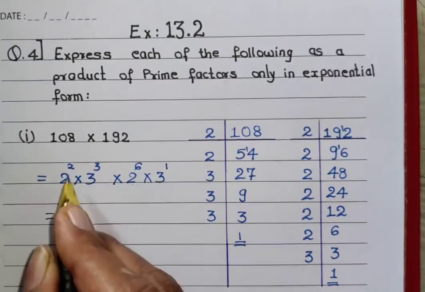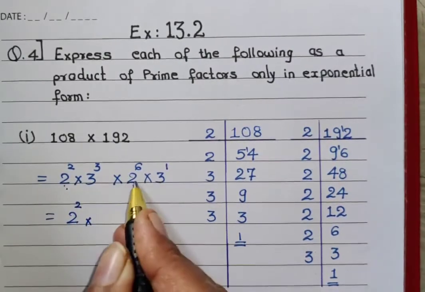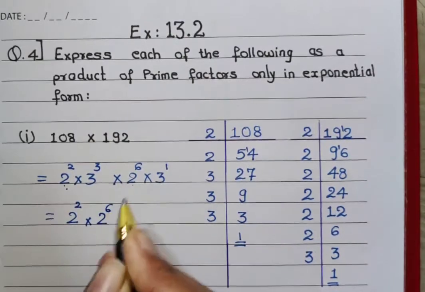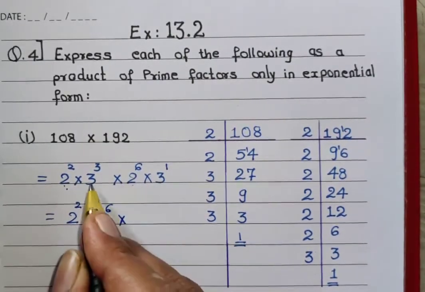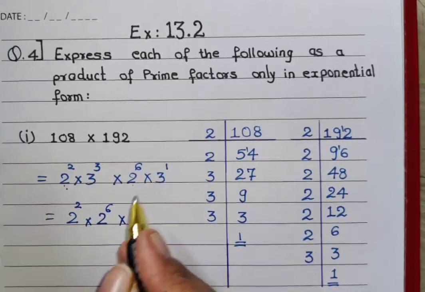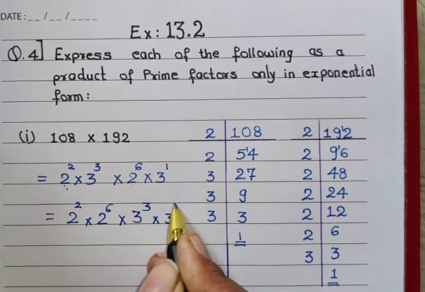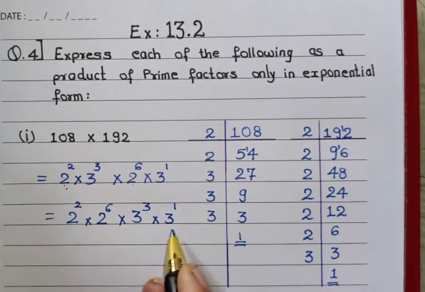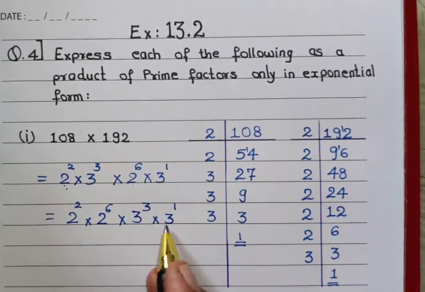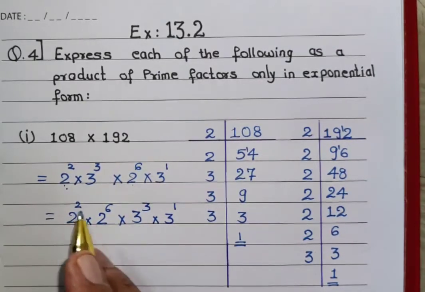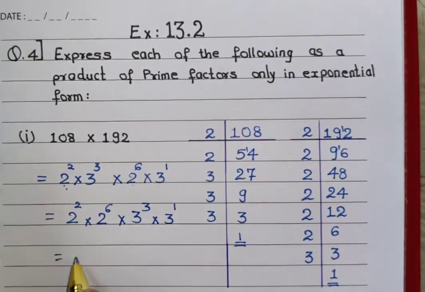That is, here I have 2 to the power 2, and now I am writing this base of 2 here with the power of it as 6. Now what is left here? 3 and 3. So let us write down these 3s together. Now, why have I made a pairing like this? So that when the bases are the same, I can add the powers.